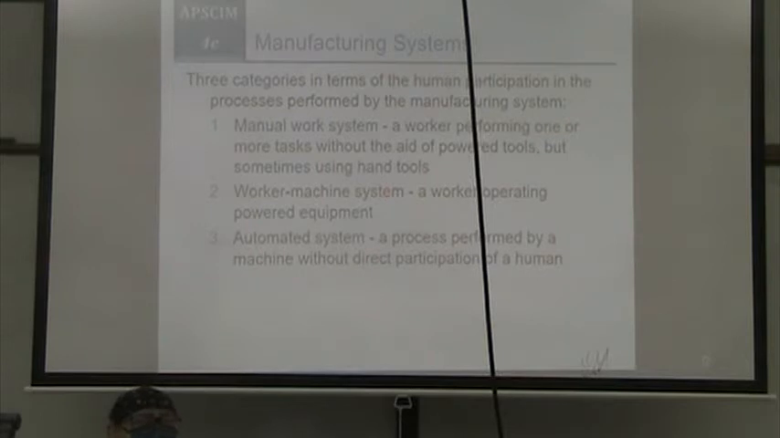And an automated system is a process where the machine does the work without direct participation of a human.